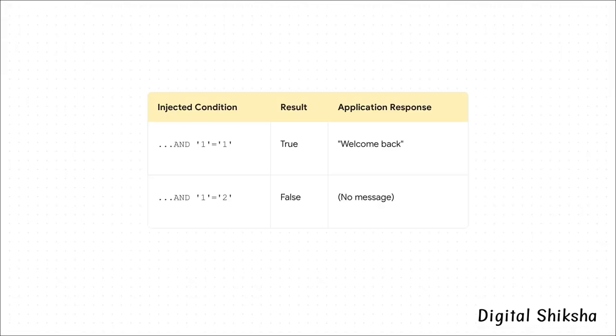And look at how this works. It's so clever. By injecting a statement that is always true, like AND 1=1, they get that welcome back message. Then they inject something that's always false, like AND 1=2, and poof, the message is gone. Just like that, they've built a system. They can now ask the database any yes or no question they want.